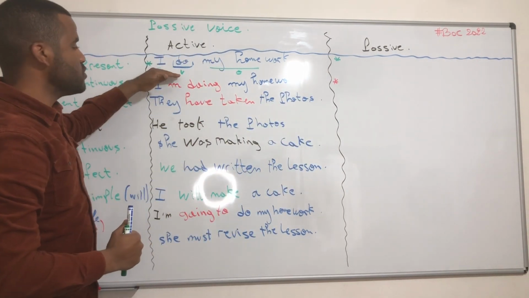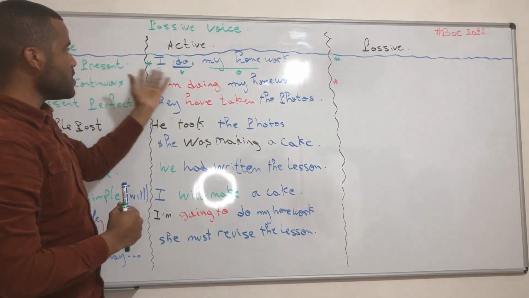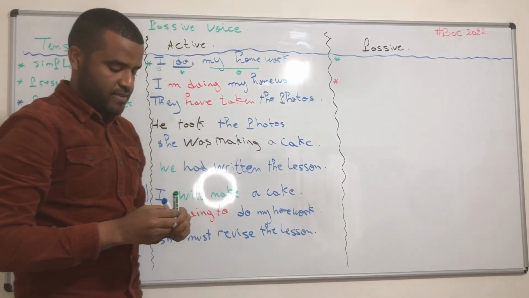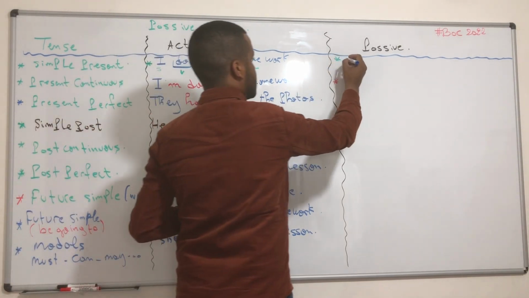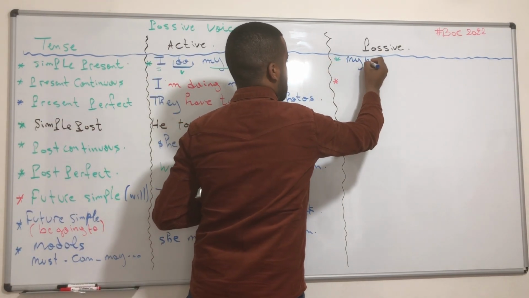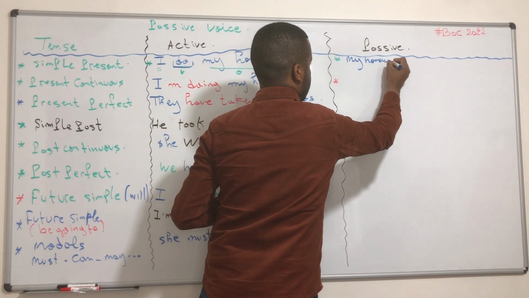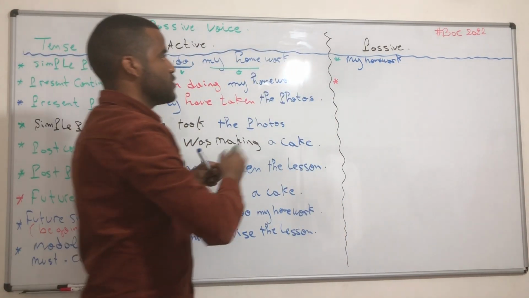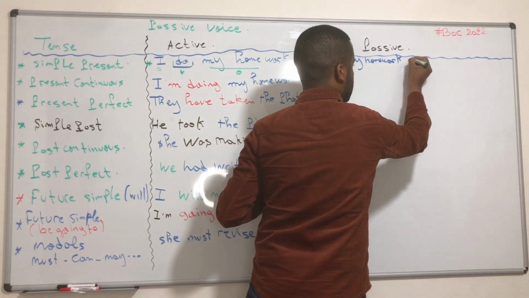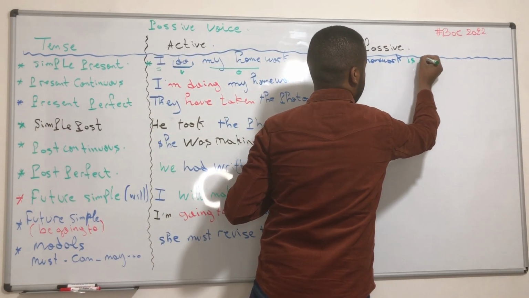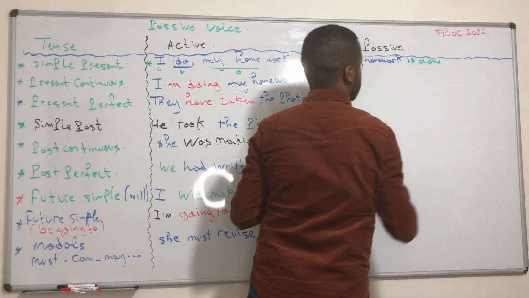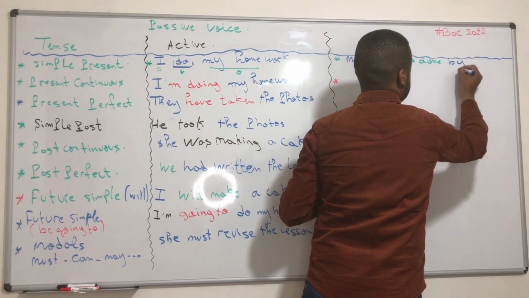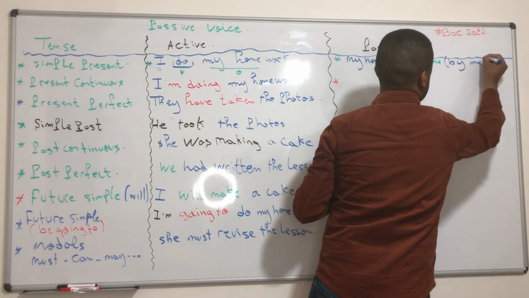We take this object, which becomes the subject in the passive. For example we can say my homework, and we have to follow this rule: is done by me, in between brackets.